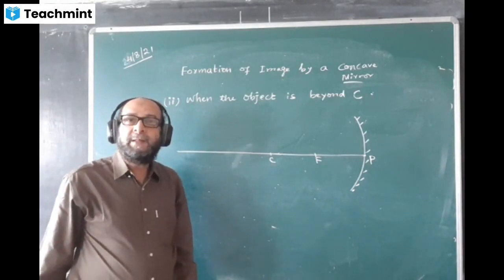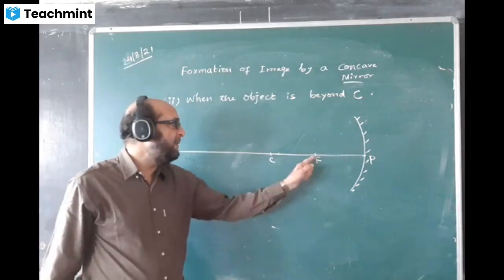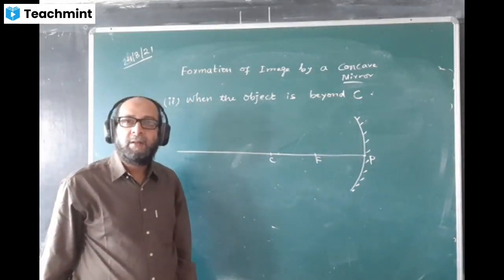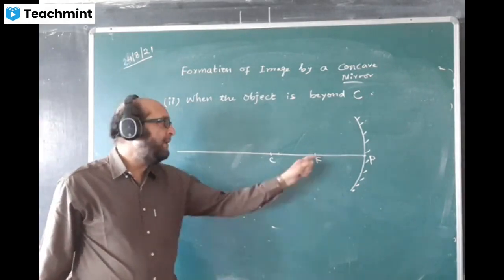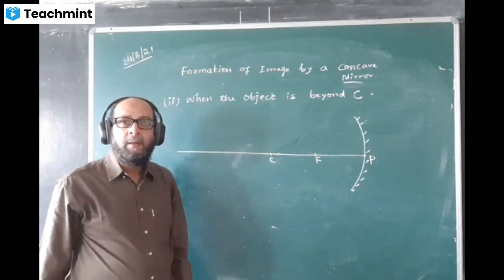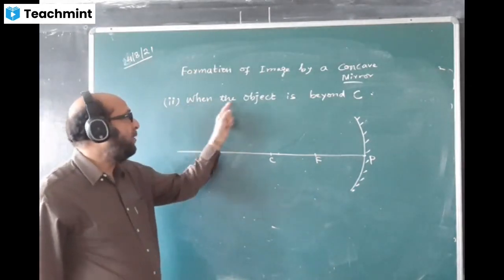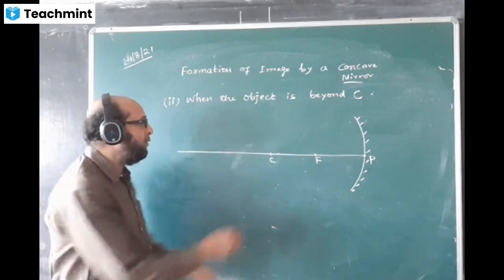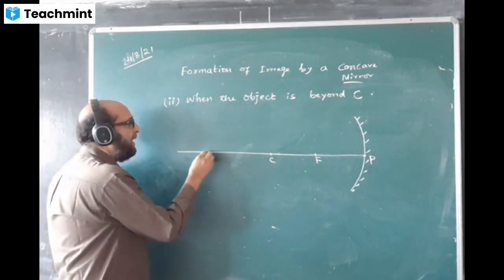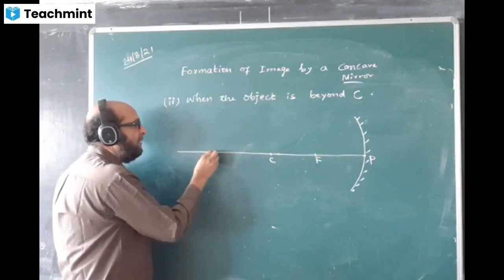Instead of taking 2 centimeter, you can take 3 centimeter also. 3 centimeter and further 3 centimeter. But 2 centimeter is good enough, standard one. Now, according to the situation of the case, where is the object? Object is beyond C. Beyond C means behind C, anywhere behind C. We can keep the object anywhere on this side, behind C.